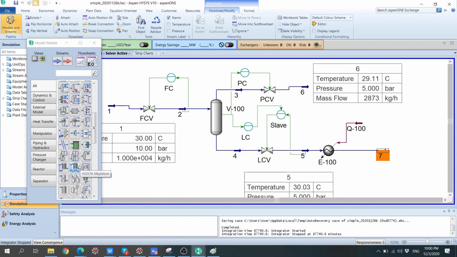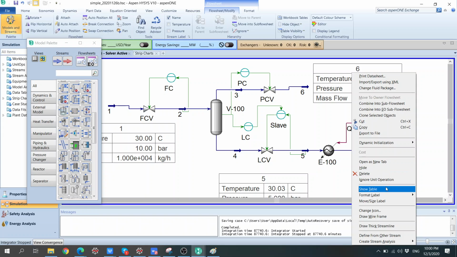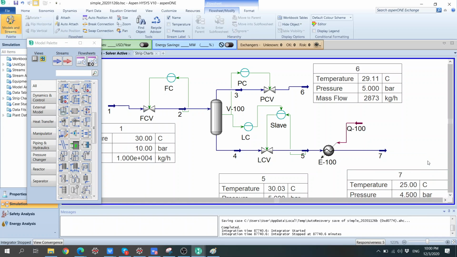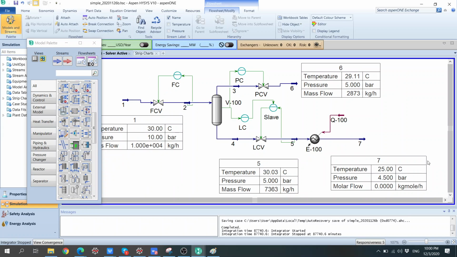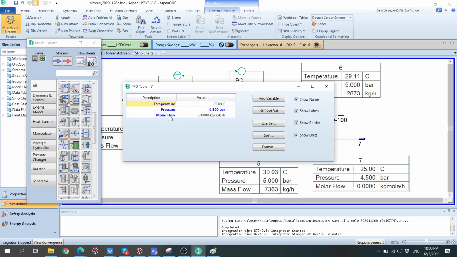Oh, we don't need to add the controller first. We just see if it runs, and then see what the temperature is. So in this particular case, we can also do show table, and then we'll see. You can see temperature and the flow rate. I don't want to have molar flow rate.